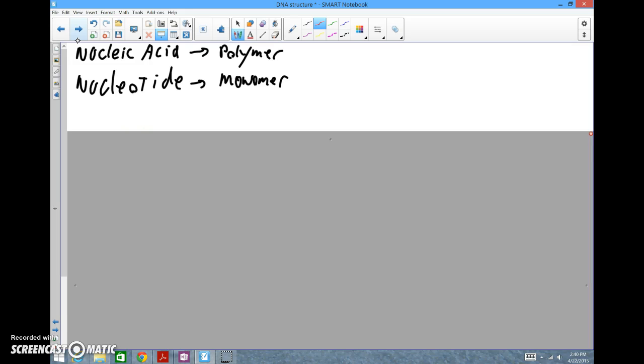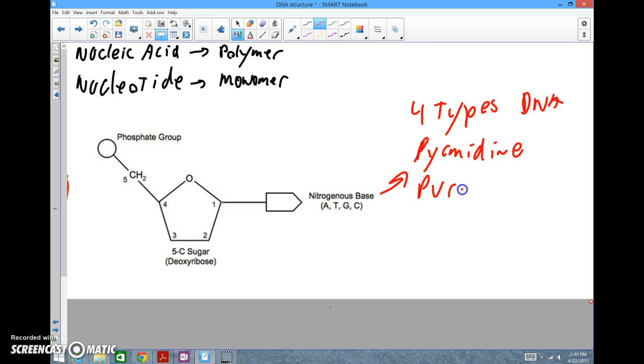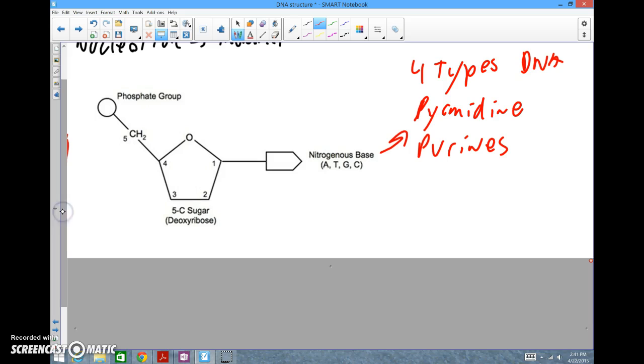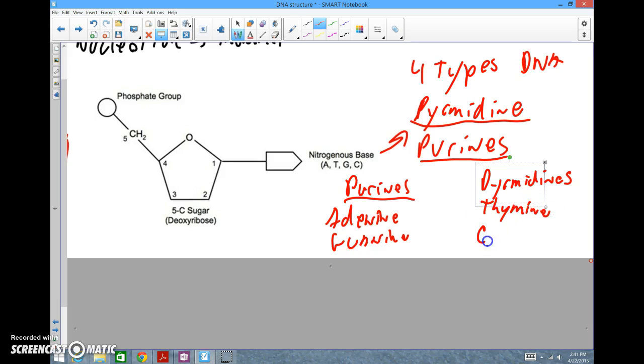So we've already hit that the nucleotide and the nucleic acid are the monomers versus the polymers. What we have here in this basic nucleotide are the three main components: the phosphate group, the sugar, and the base. For the bases, there are actually 4 types in DNA. The nitrogenous bases are divided into 2 main groups, the pyrimidines and the purines. The purines are the adenine and the guanine, and the pyrimidines are the thymine and the cytosine.